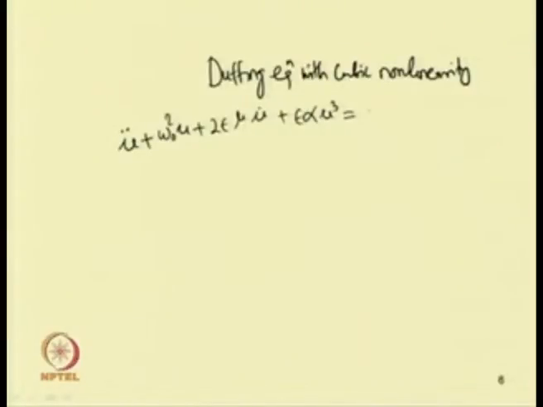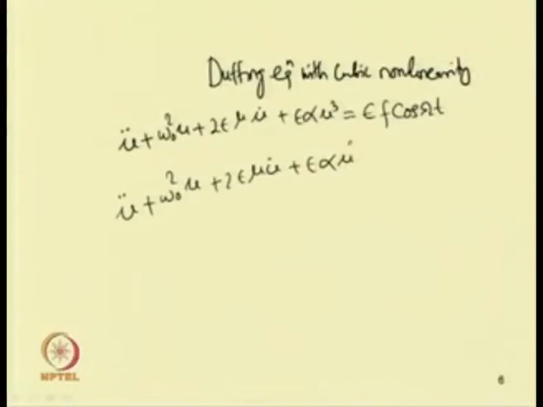In the first case we have taken the forcing equal to epsilon f cos omega t, and in the second case we have written the equation of motion in this way: u double dot plus omega 0 square u plus 2 epsilon mu u dot plus epsilon alpha u cube equal to f cos omega t. In the first case, the forcing term is one order less than that of the linear term, that is omega 0 square u.